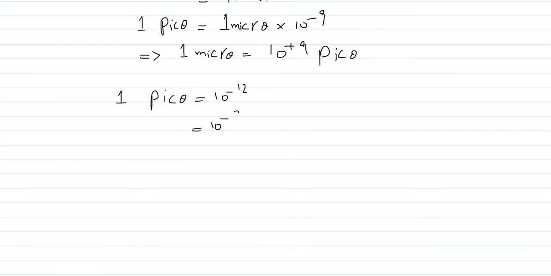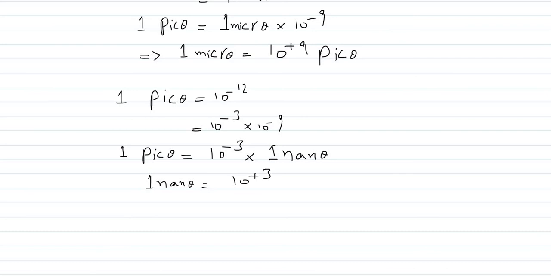You can write it in the form of 10 to the power minus 3 multiplied by 10 to the power minus 9, and you know that 10 to the power minus 9 is equal to nano. 10 to the power minus 3 multiplied by nano is equal to 1 pico. When we shift minus 3 to the other side of the equal sign, it becomes 10 to the power plus 3, and 1 nano is equal to 10 to the power plus 3 pico. This is the relation between nano, pico and micro.